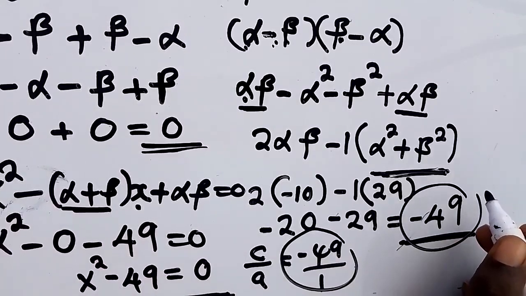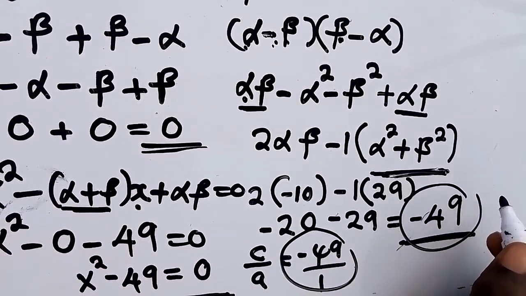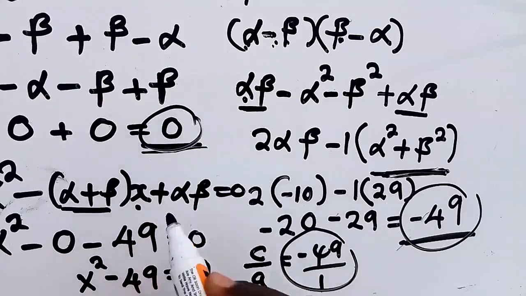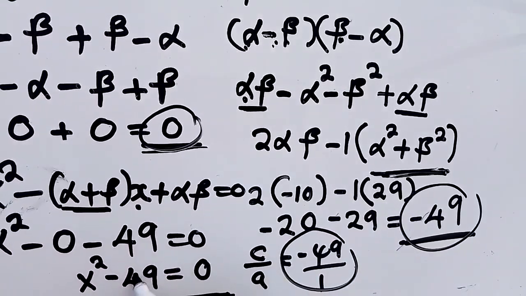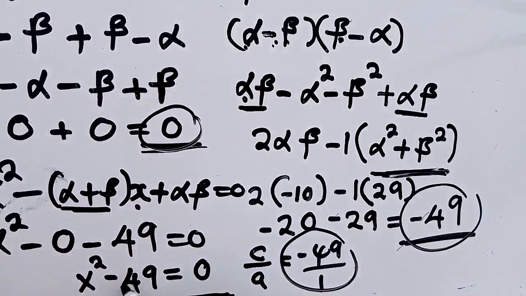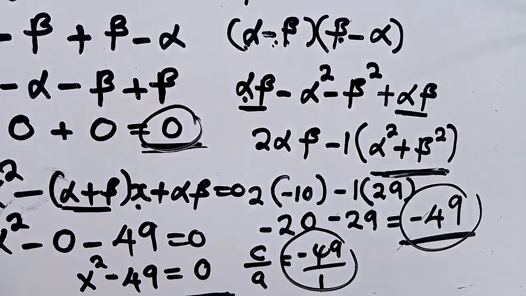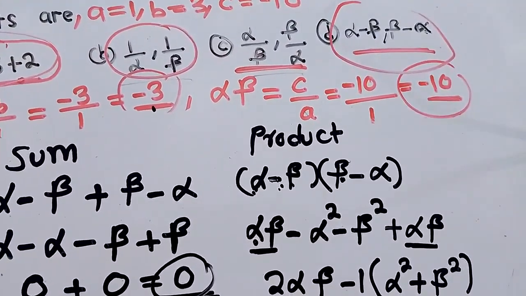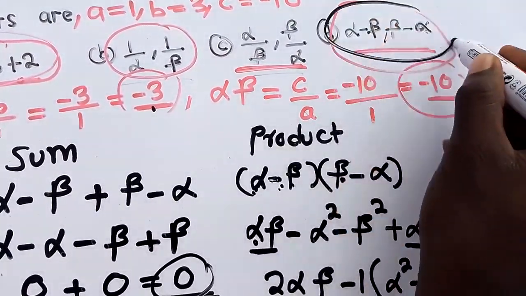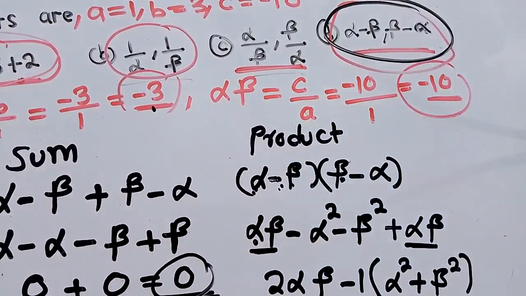Then we go to the sum. So the sum is 0. The sum, negative b, is 0. So b there, since it is not given, it is a 0. So this is the answer. X squared minus 49 is equal to 0 is the equation whose roots are these. So that's how you are supposed to work out these questions.